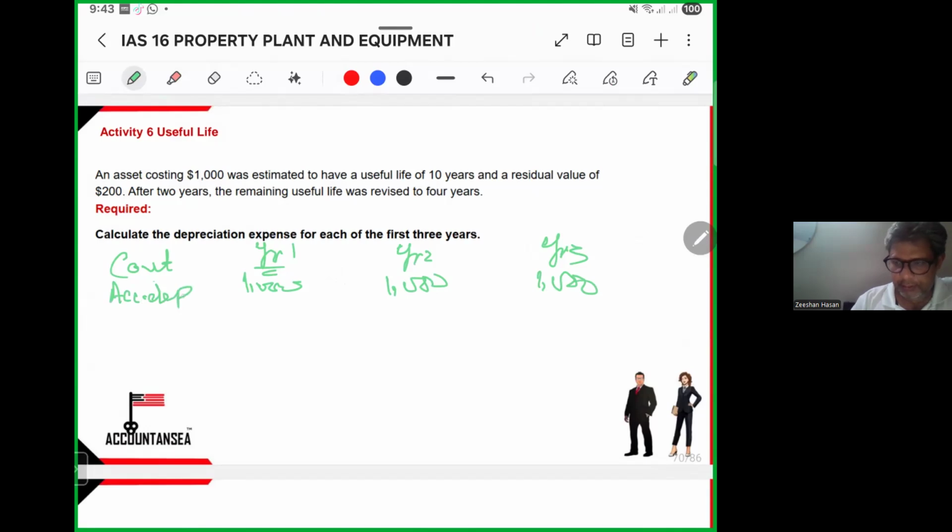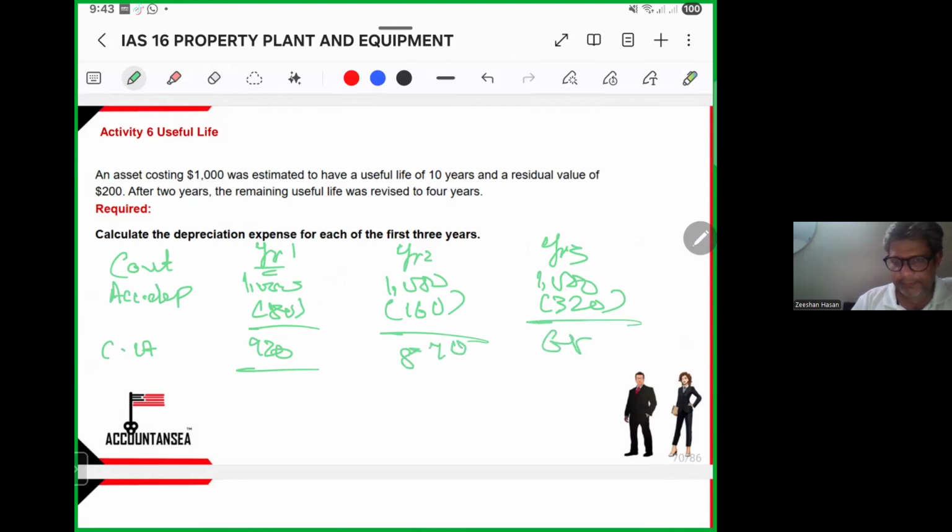Accumulated depreciation 80, 160, and 320. So the carrying amount is 920, 840, and 680. Expense for the year, you can see, 80, 80, and then 160.